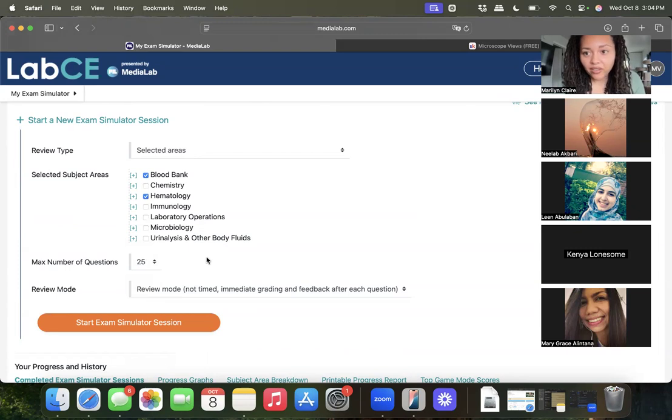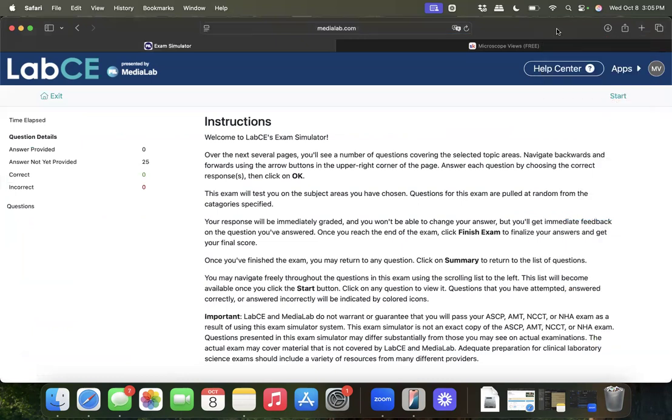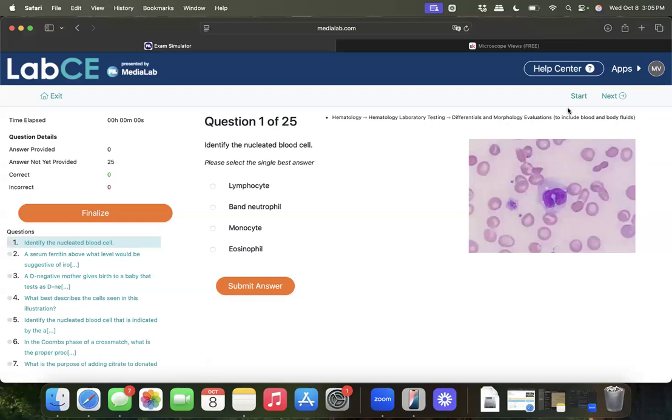We'll stick with 25 because I'm sure there's going to be a lot of explanations happening. So let's start this exam simulator here. I gotta move this and start. And let's move this over to here because this is normally better.